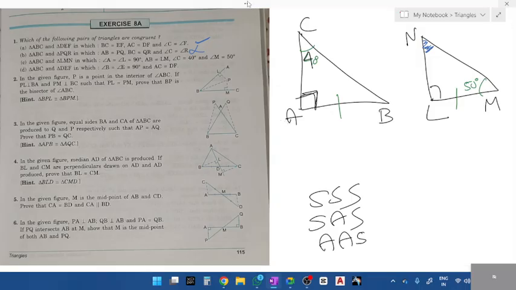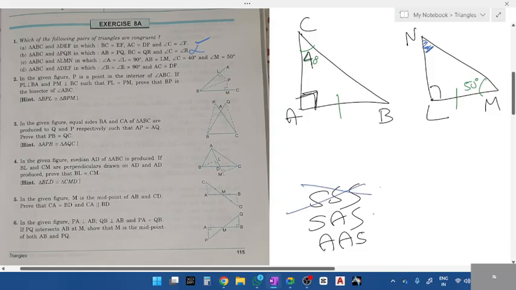Okay. In order to check side, side, side, are all three sides given for both the triangles? Have they mentioned all three sides? No, right? All three are not given.